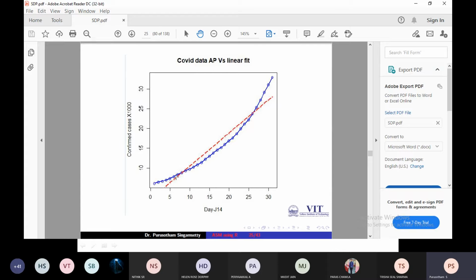So the sum of the squares of these perpendicular distances means that if there are n tabulated points, n di's will be there. The sum of the squares of those di's, d1 square plus d2 square plus and so on plus dn square, will give us the sum of the squares of the deviations or the errors.